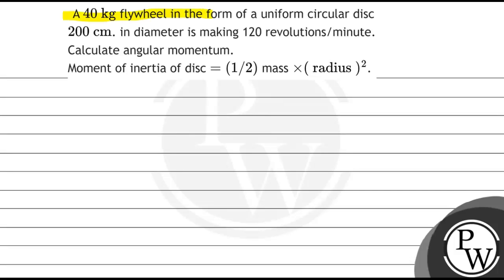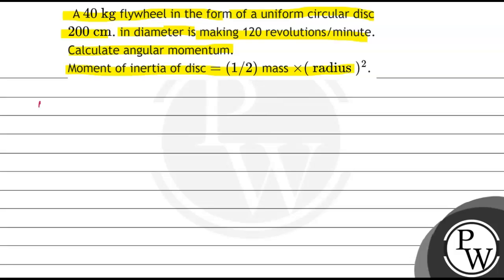A 40 kg flywheel in the form of a uniform circular disc of diameter 200 centimeter is making 120 revolutions per minute. Calculate the angular momentum. The moment of inertia of the disc is given as half mr square.